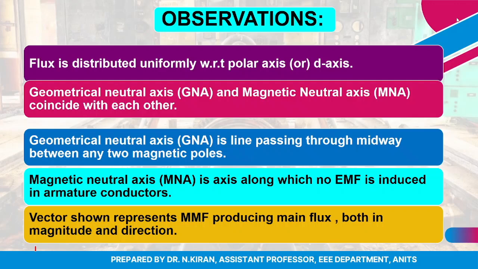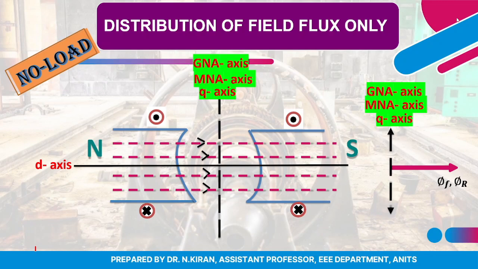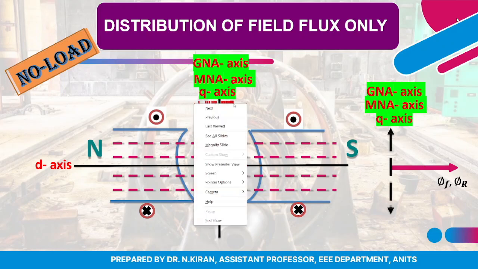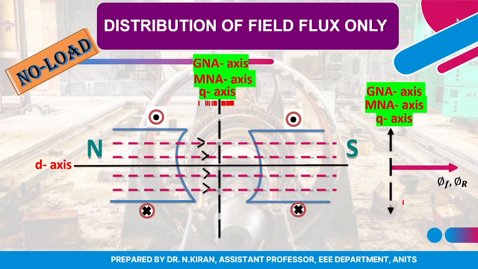When I take you to my previous slide, here you can see GNA and MNA both are coinciding with one another, and you can see the resultant flux direction and the main flux direction in this case are both in the same direction.